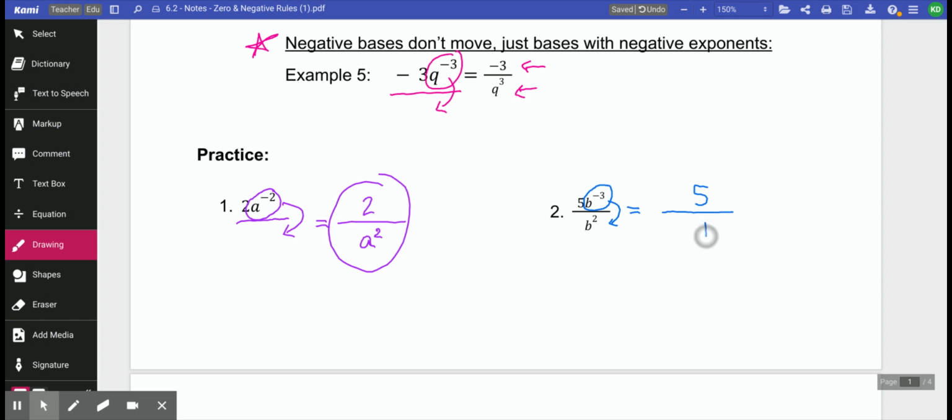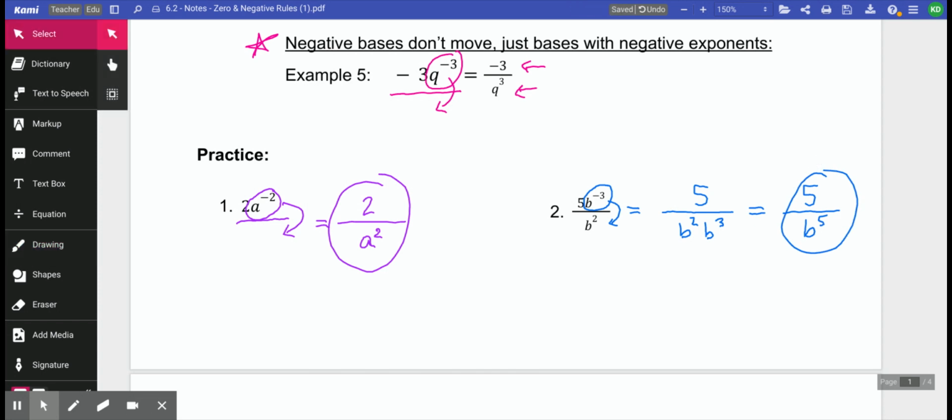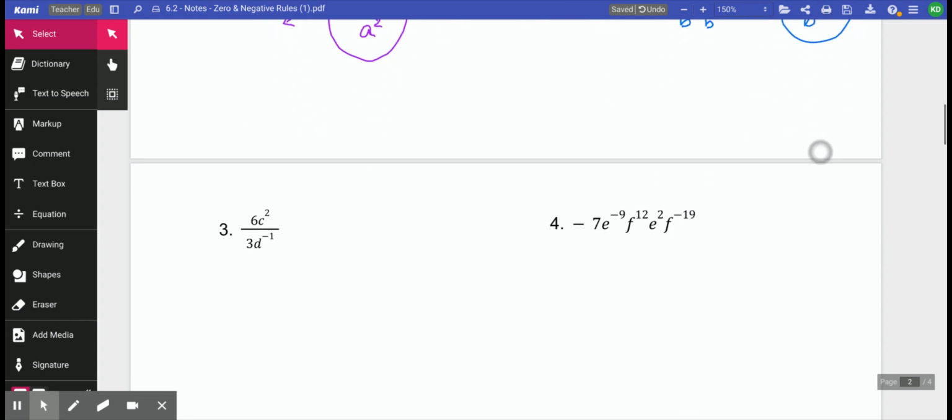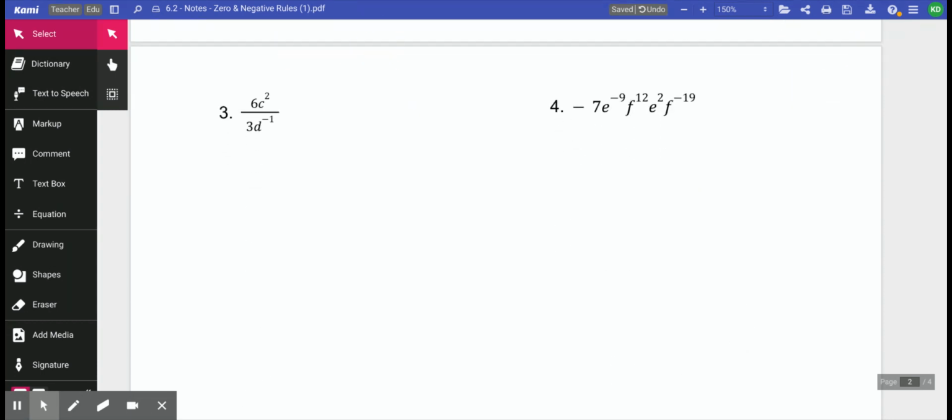All right, let's do another example. This one, same thing, right? I have 5b to the negative third, but I also have b squared on the bottom. So similar to number 1, it's only the b with the negative 3 exponent that has to move. So the 5 is going to stay up top, but now b to the third is going to move to the bottom, but we also have b squared down there. So this is where we're going to have to use one of our rules that we learned last time, which is the product rule. The product rule says if I have the same base being multiplied, I add the exponents. So b squared times b to the third becomes b to the 5th power.